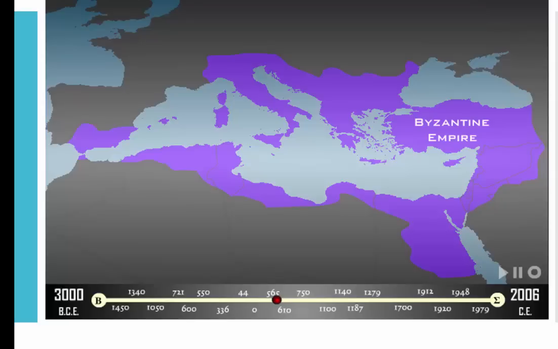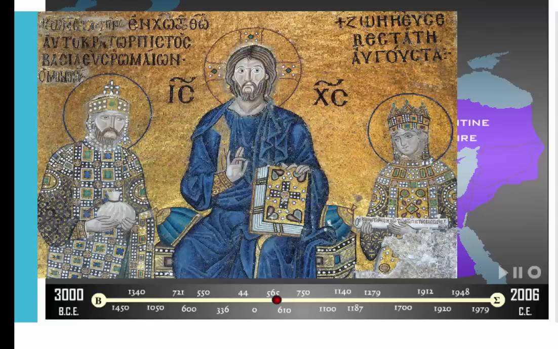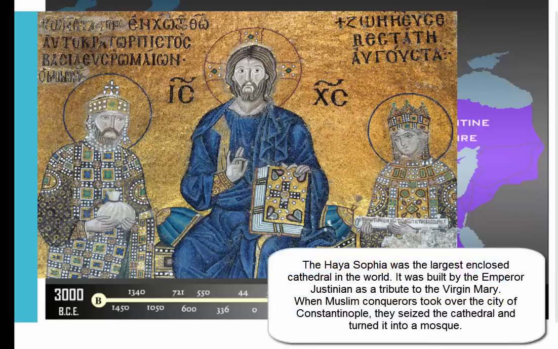The Byzantine Empire was the empire created from the eastern remnants of the Roman Empire, and a very sophisticated style of art developed with very detailed mosaics such as this one. This is one of the most famous Byzantine mosaics, and it adorns the walls of Hagia Sophia.